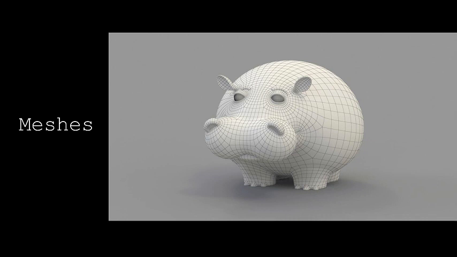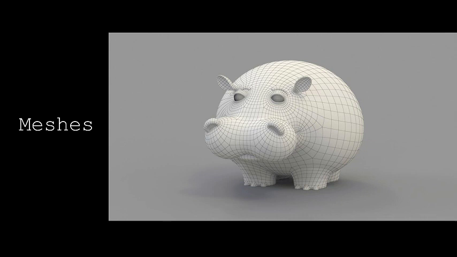First are meshes. Meshes are fundamental structures used in computer graphics and 3D modeling to represent the shape and surface of objects in three-dimensional space. A mesh is composed of vertices, edges, and faces, which collectively define the geometry of the object.